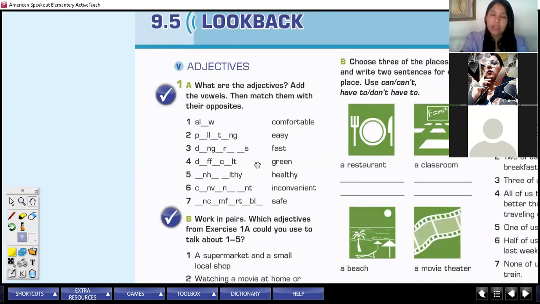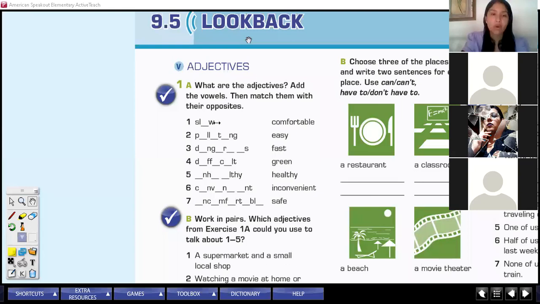And we're going to start with these adjectives. And it says, what are the adjectives? Add the vowels and then match them with their opposites. Okay, so what are we going to do here? First of all, we are going to complete the adjectives we have in this row. And once we complete them, we are going to match them to their opposite. So let's start. What is that hidden adjective in number 1?